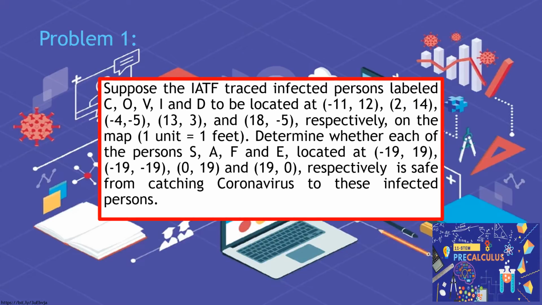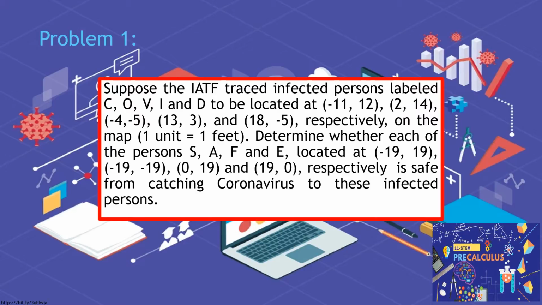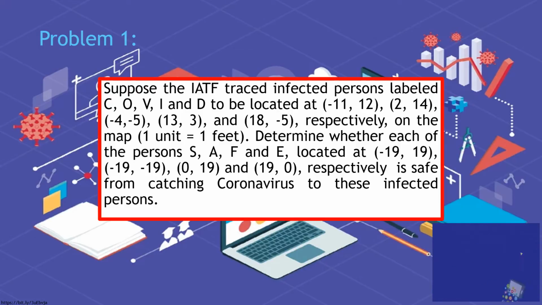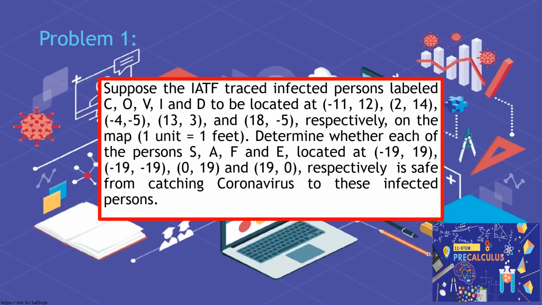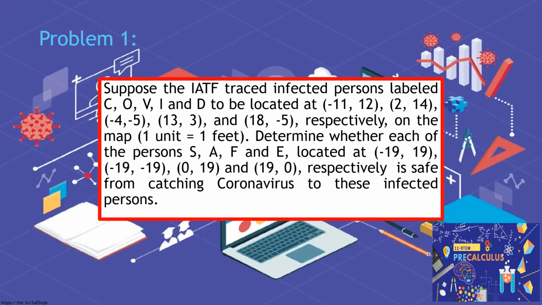Suppose the IATF traced infected persons labeled C, O, B, I, and D to be located at (-11, 12), (14, -4), (-5, 13), (3, 18), and (-5), respectively. The map has 1 unit equal to 1 foot. Determine whether each of the persons S, A, F, and E, located at (-19, 19), (-19, -19), (0, 19), and (19, 0), respectively, is safe from catching coronavirus from these infected persons.